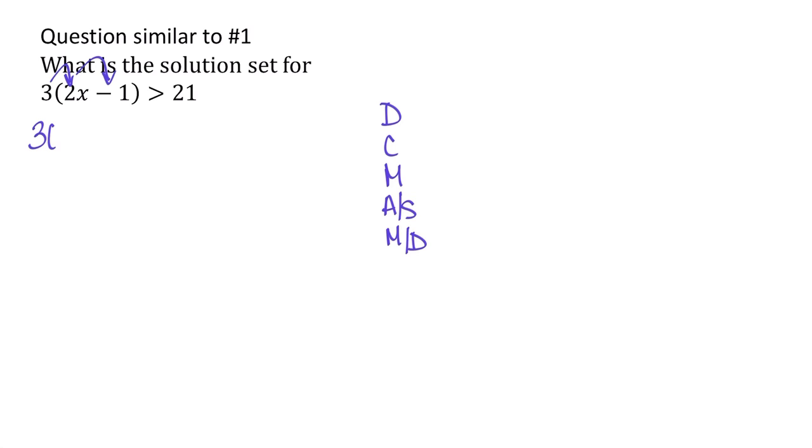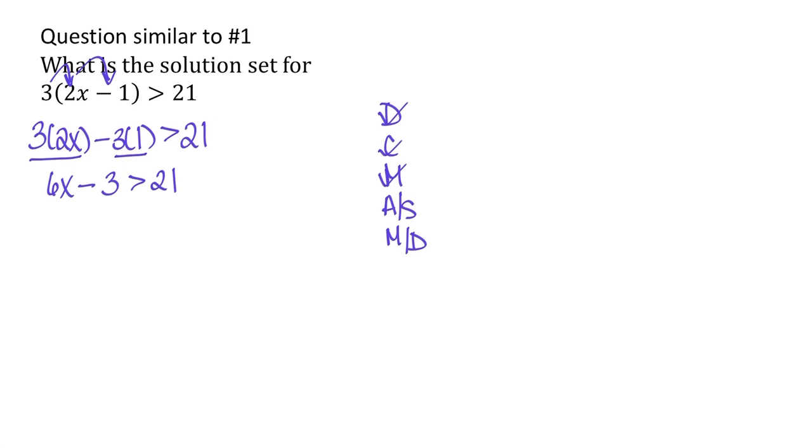So I have 3 times 2x minus 3 times 1 is greater than 21. 3 times 2x is 6x, minus 3 times 1 is 3, and that's greater than 21. So I distributed. I don't have like terms to combine. I don't need to move a variable, but I need to add or subtract.